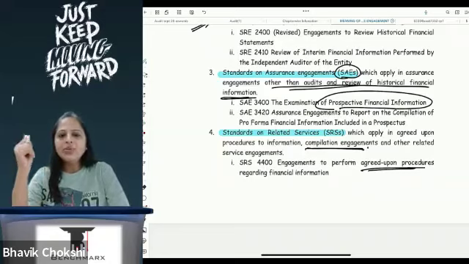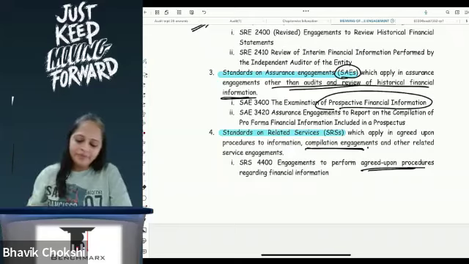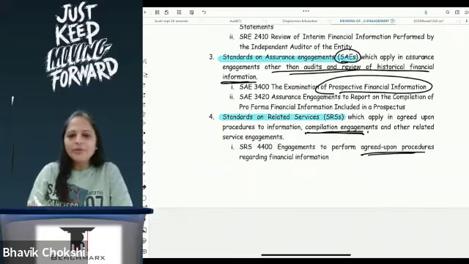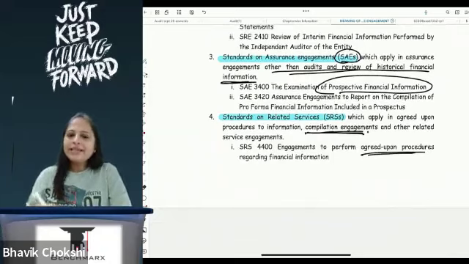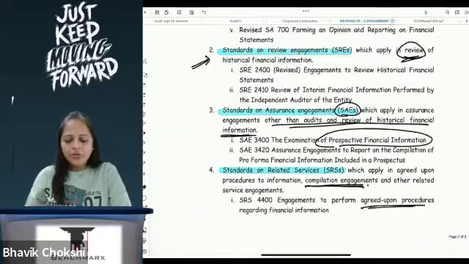Understood? Here what I'm doing is that I am myself setting up the internal control process. I'm myself writing the accounts. So when I'm doing it myself as an accountant, then I will see my SRS. Okay, so these are the four things.